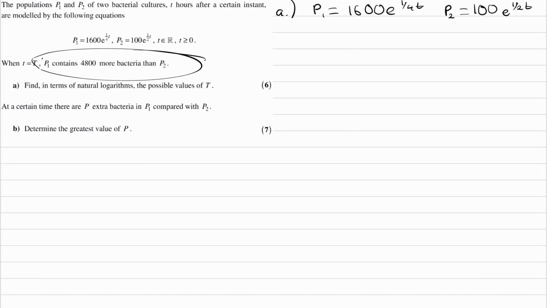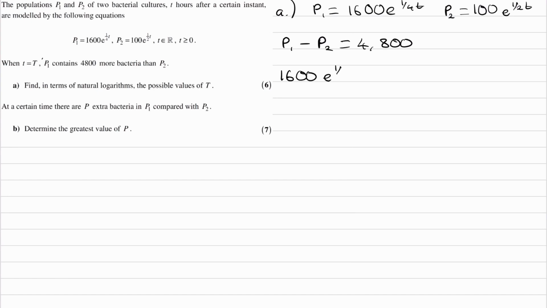So this is the same thing as saying P1 minus P2. P1 contains 4,800 more bacteria than P2, which means P1 minus P2 is equal to 4,800. Then we can replace P1 and P2 with the exponential expressions from the beginning of the question. So 1600 e to the quarter T, where I'm replacing t with capital T because the time is capital T, minus P2, which is 100 e to the half capital T, is equal to 4,800.